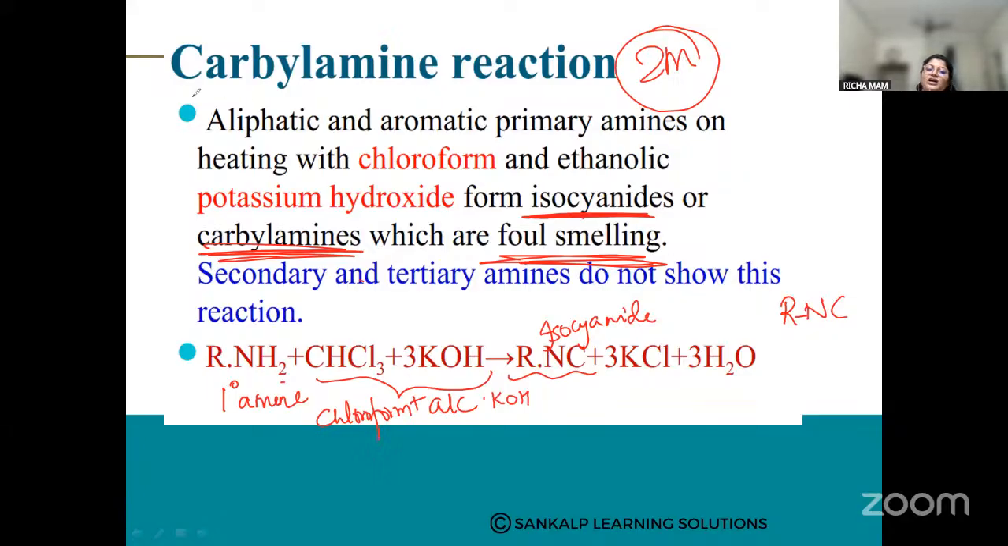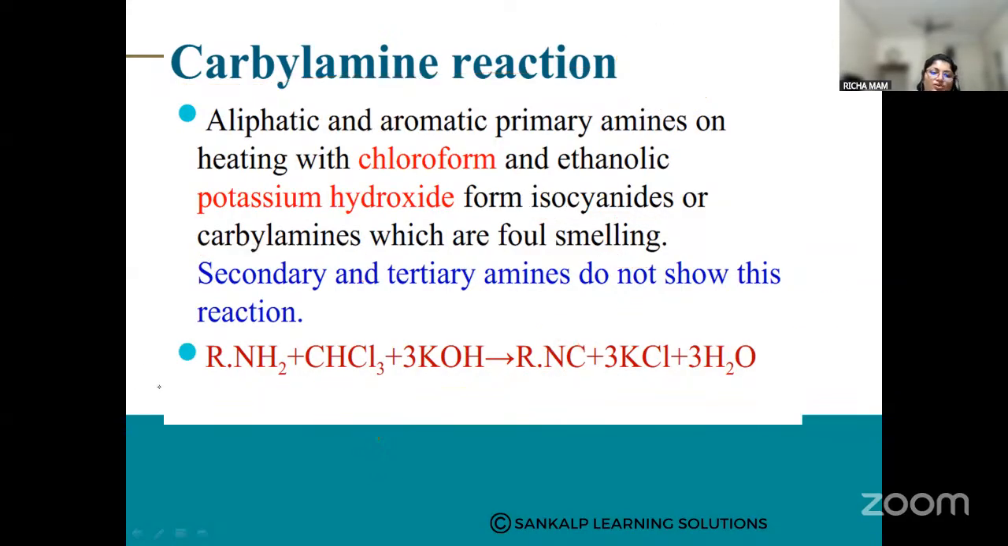And this carbalamine reaction is only shown by primary aliphatic or aromatic amines, not by secondary and tertiary amines. Secondary and tertiary amines do not undergo this reaction.